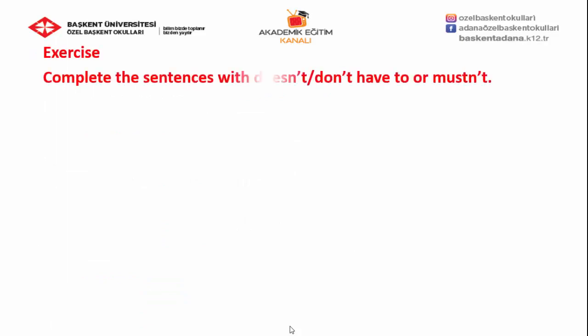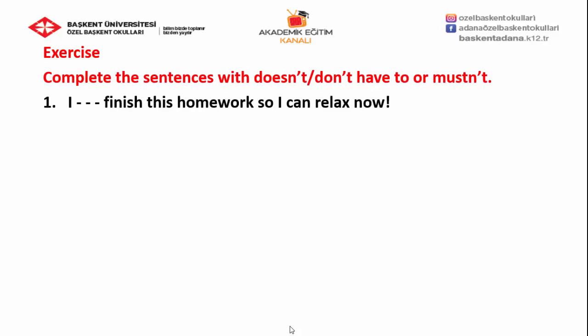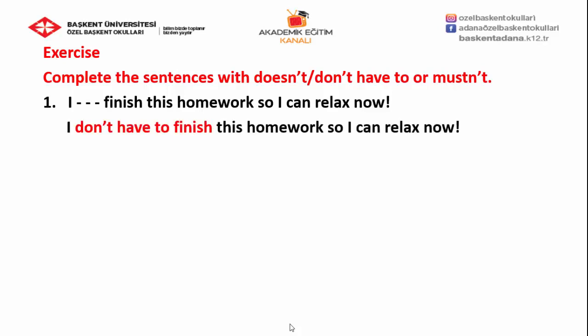Okay. Now, this is an exercise about doesn't, don't have to, or mustn't. Now let's look at number 1. I finished this homework so I can relax now. Is it don't have to or mustn't? Yes, let's see the answer. I don't have to finish this homework so I can relax now. As you can see, we use here don't have to. We use it because it is not necessary to do the homework.